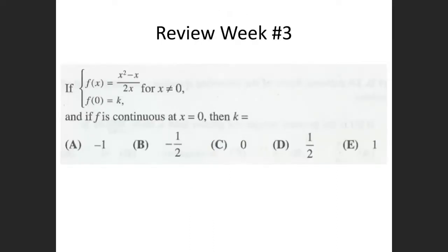Let's review a little bit about last week. Last week we were talking about functions that are continuous, functions that are discontinuous. How do you find if a function is continuous or not? In this problem right here, it says that f of x is equal to x squared minus x over 2x when x does not equal 0. Why do they say when x does not equal 0? Well, because if you factored the top, and that's usually when you have problems, is when you factor the top and the bottom and nothing.